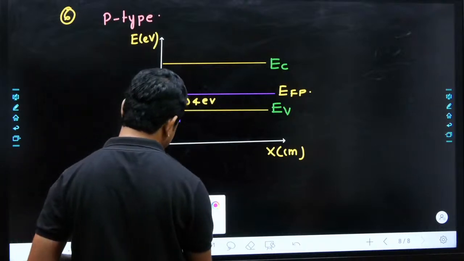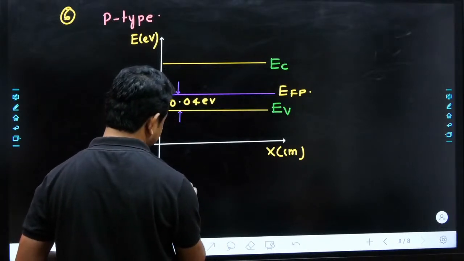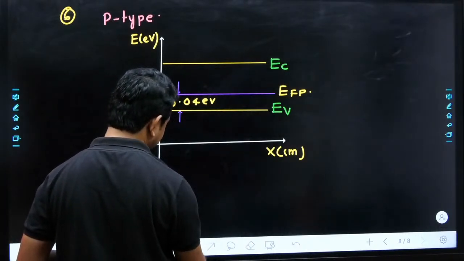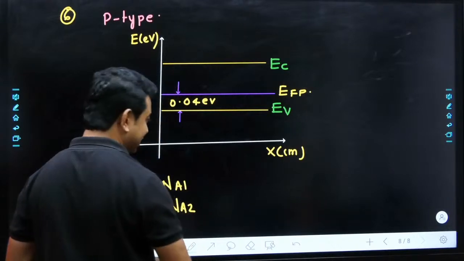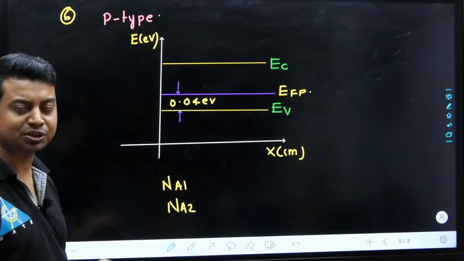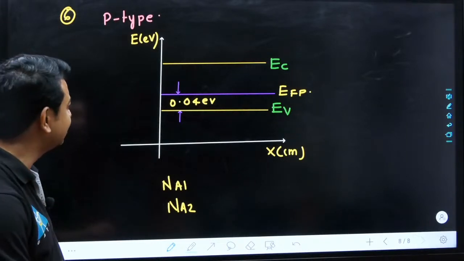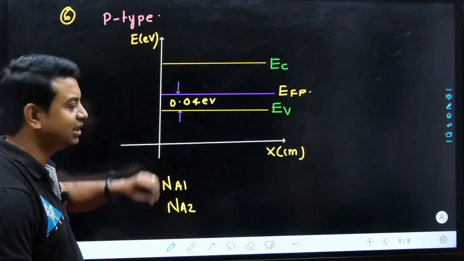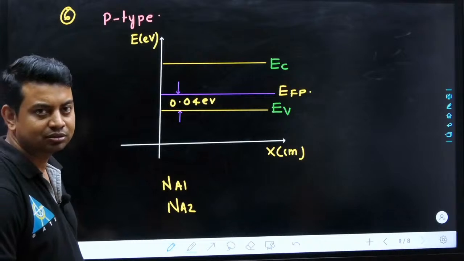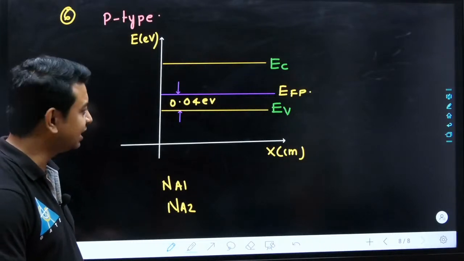So, we have to increase the concentration of acceptor atom. So, Na1 and we are writing Na2. So, that means if you are increasing the concentration of acceptor atoms, then definitely without knowing anything I can say the difference between these two will get decreased.